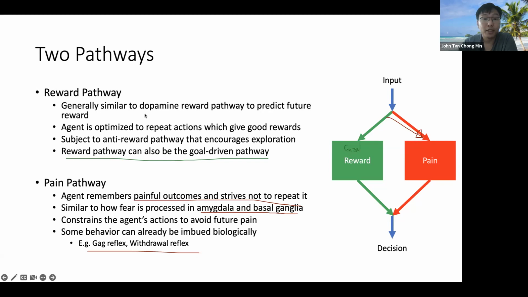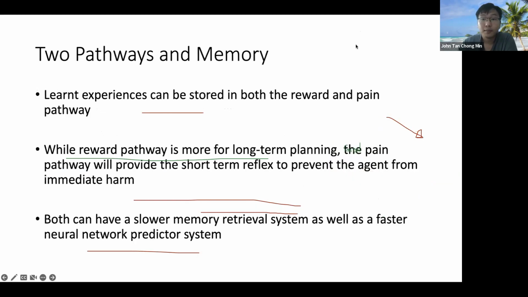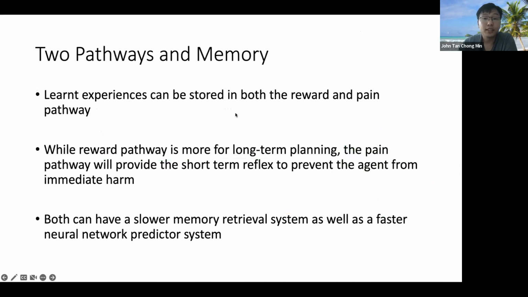Of course, the reward pathway is similar to the dopamine prediction pathway. So these 2 pathways basically, one helps to do long-term planning, which is the reward pathway, to find the set of states to visit to get the reward. Of course, this is the slow learning that we talked about earlier. Or you can also do the goal-directed pathway, which is what I was talking about. And the pain pathway is the short-term reflex. It's like constraining your actions to prevent the agent from immediate harm.